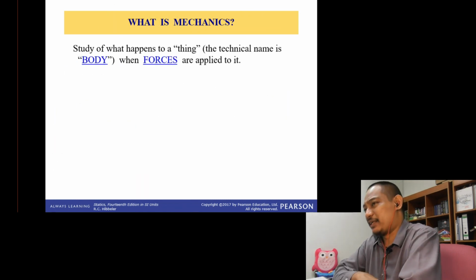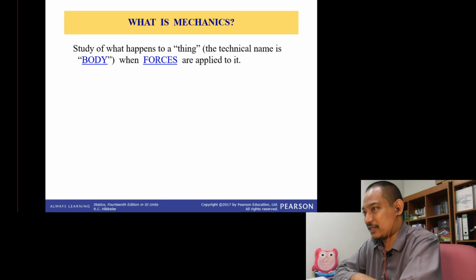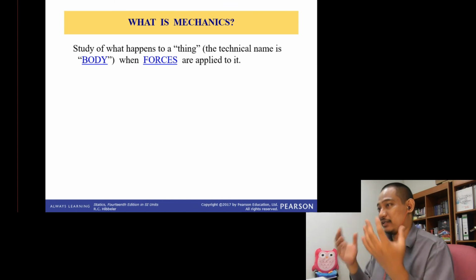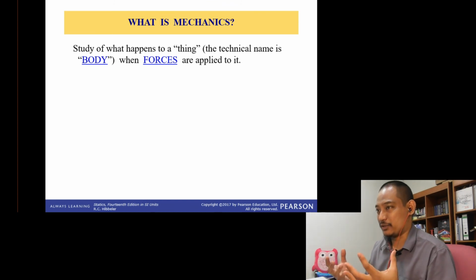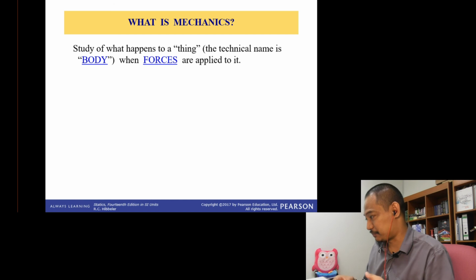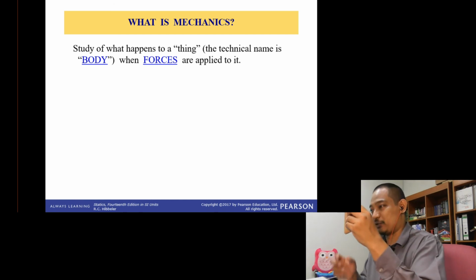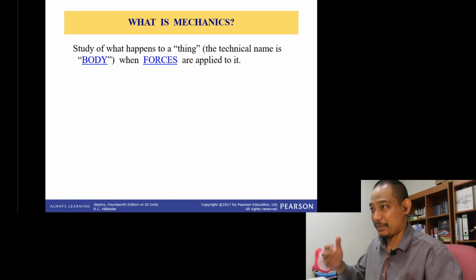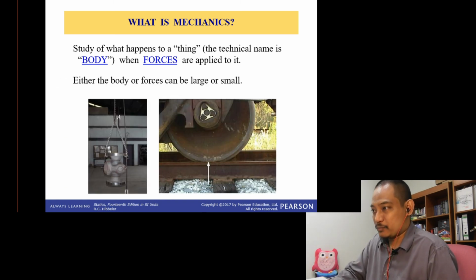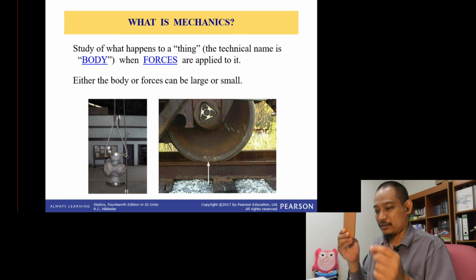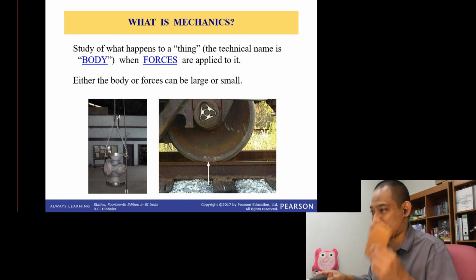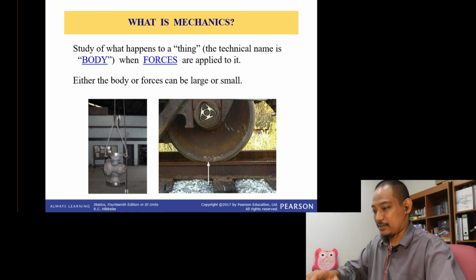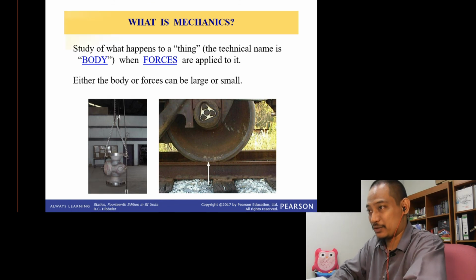Okay, what is mechanics? Mechanics is basically a study of what happens to a thing, and the technical word we use is body, when force is applied. So for example, what is happening to this body if there's a force acting on it? That is basically mechanics. The object can be anything, big or small, and we can analyze what happens when we put force onto it.